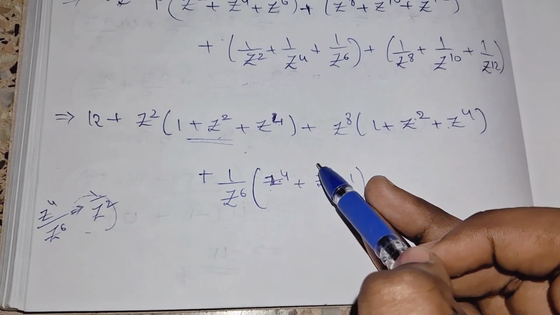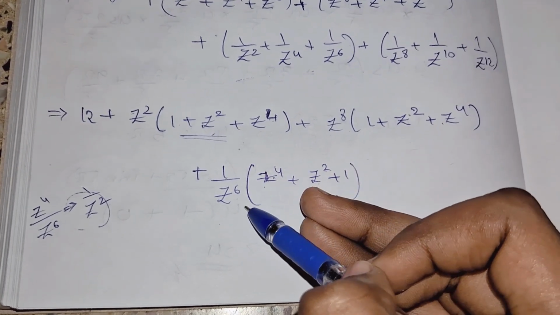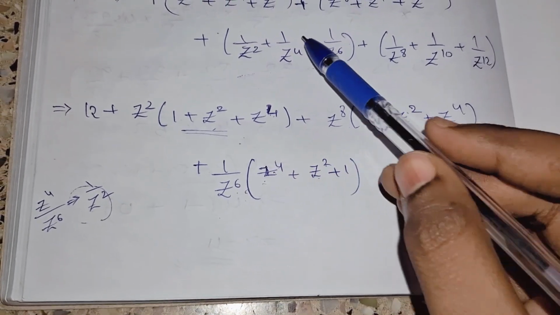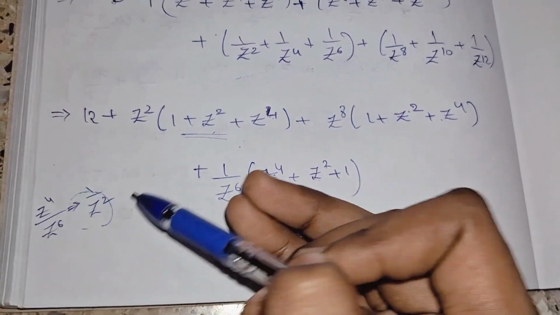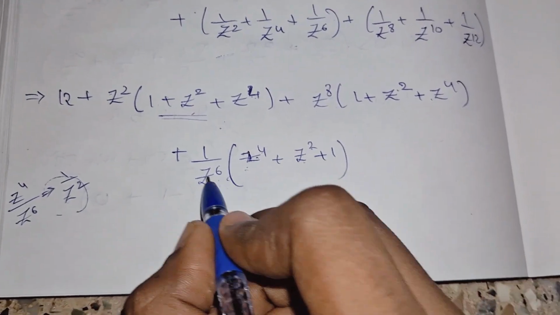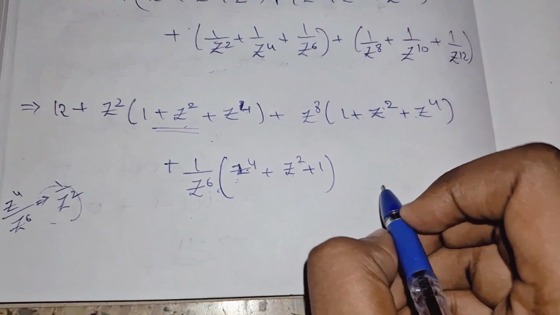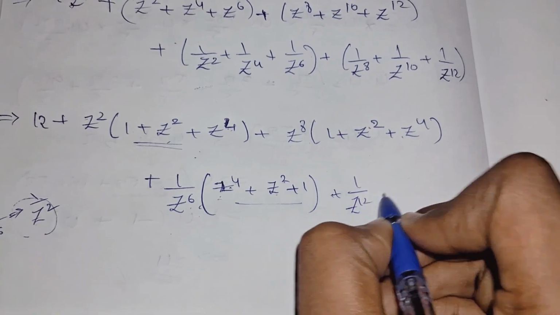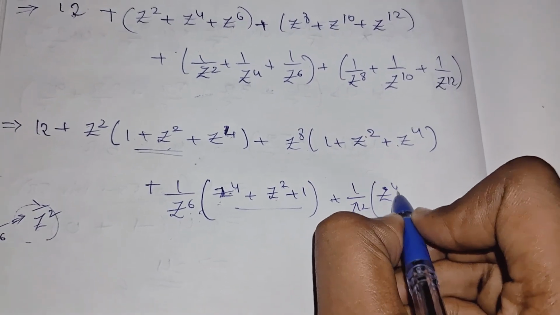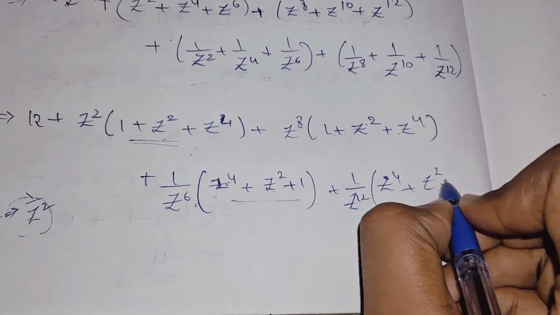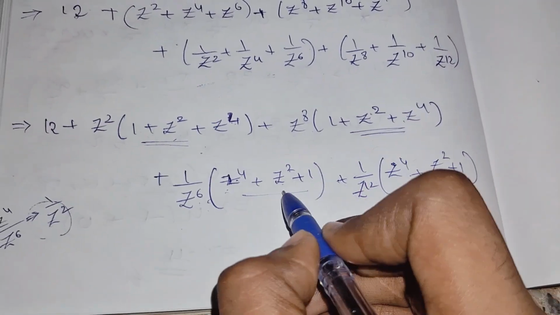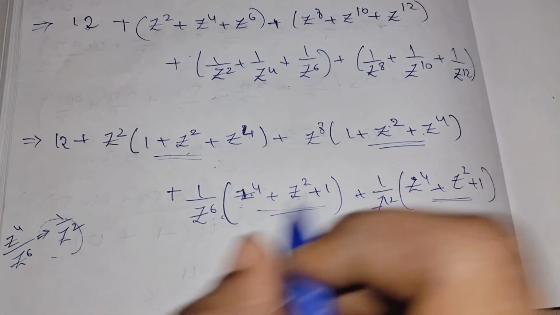Similarly this term can be substituted as z to the power 2 by z to the power 6, so we'll get 1 by z to the power 4 if we cancel in a similar way. That's the reason we are taking 1 by z to the power 6 common, and we'll get this condition. In a similar way, taking 1 by z to the power 12 common, we are left with z to the power 4, z square and 1. Now this and this can be substituted as 0.